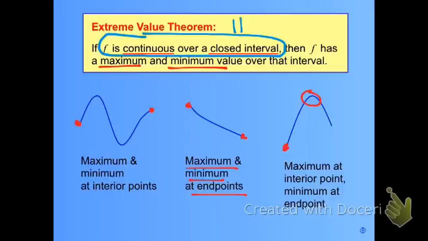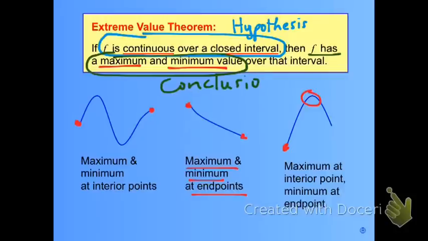Here we have the hypothesis of this statement, and because we're going to use those terms later on, and then we have the conclusion: f has a maximum and a minimum value over that interval. So this is the hypothesis, and this is the conclusion. Important to remember. If the hypothesis is true, then we know for sure, because theorems don't need to be proved again since they've already been proven, that the conclusion will happen.